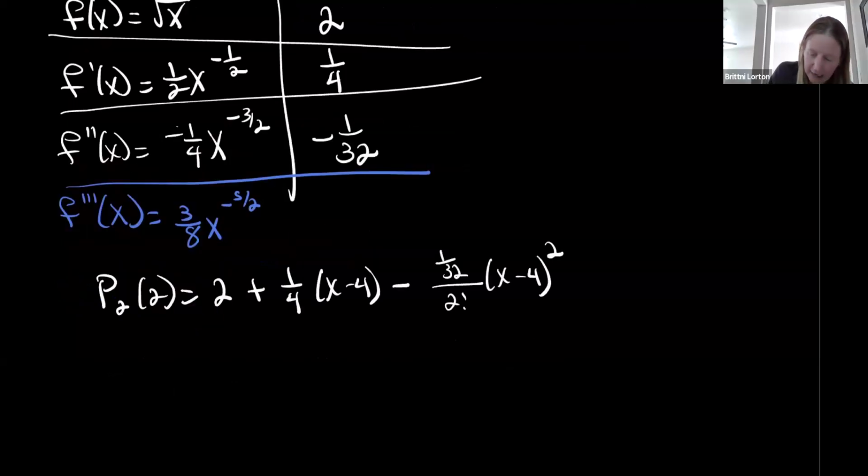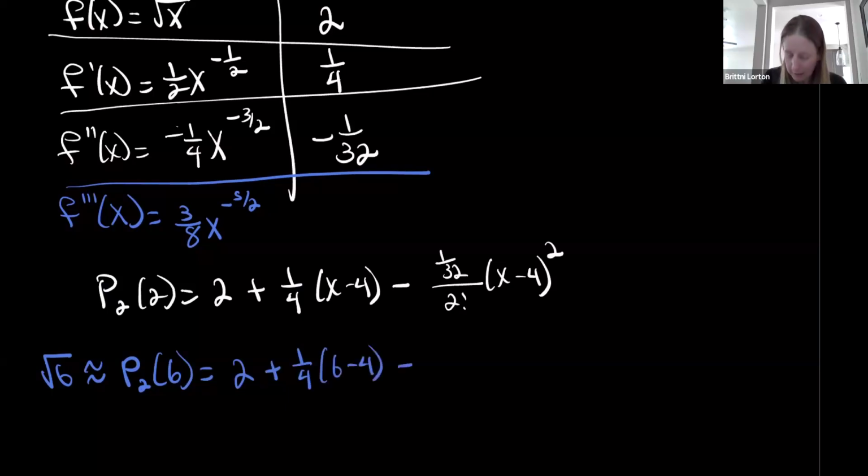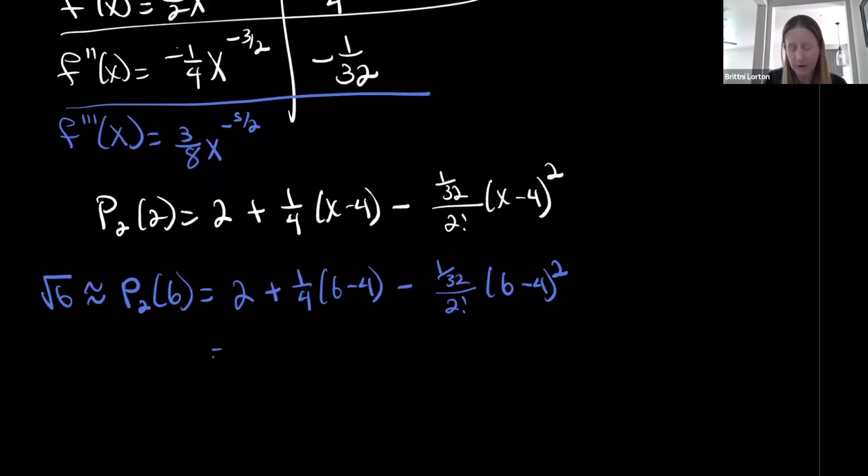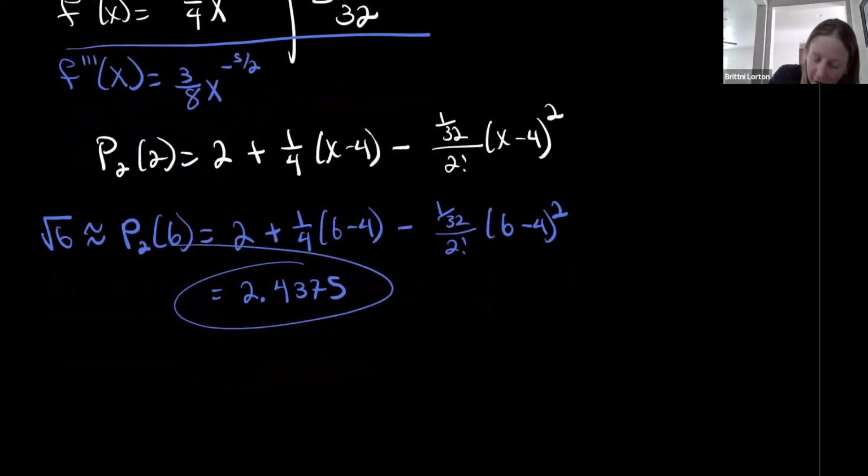Okay, and then we are going to use that to estimate the value for the square root of 6. So the square root of 6 is approximately equal to the second order Taylor polynomial at 6, which is 2 plus 1/4 times (6 minus 4) minus 1/32 over 2 factorial times (6 minus 4) squared, which I just typed into my calculator. If you don't want to use a calculator, you can just turn all those into fractions. It'll make it easier. But I'll just write down, I got 2.4375. Cool. So that's the approximate value for the square root of 6. But let's do the bound on the error.